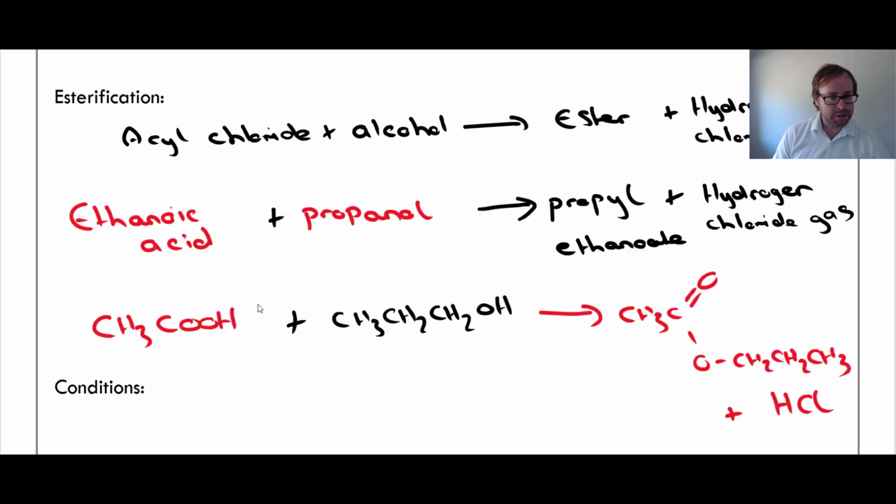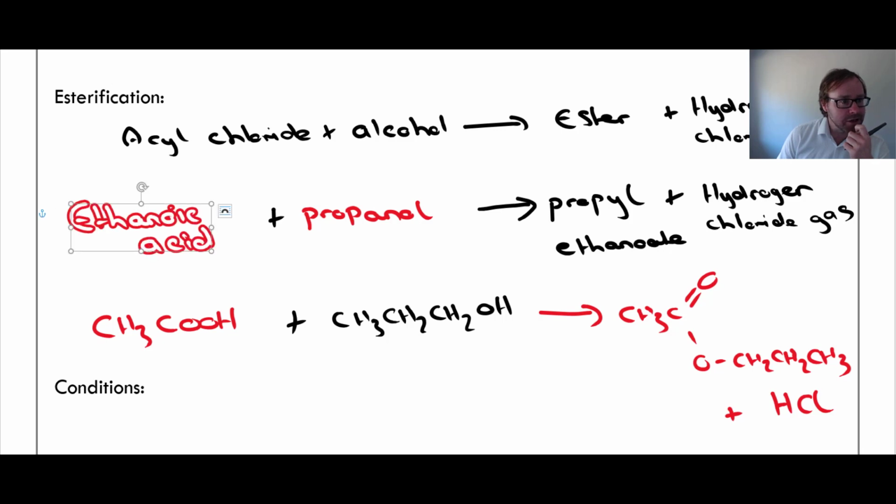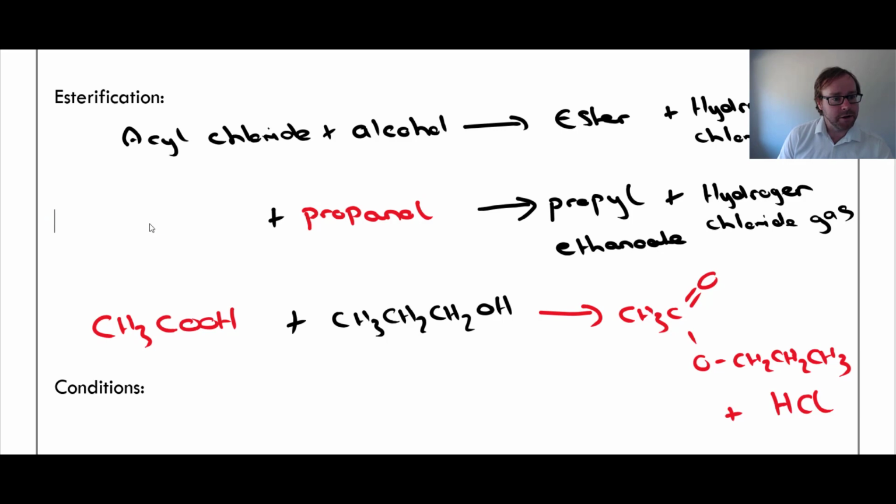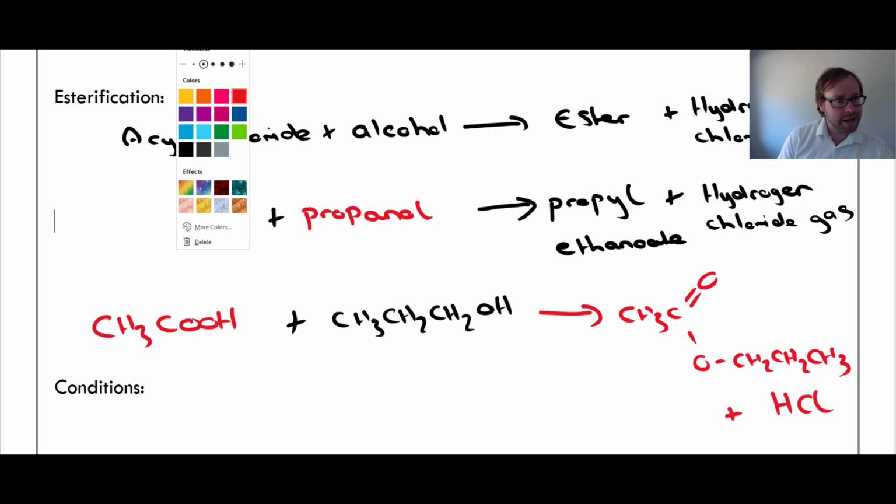I'm sure you managed to fill this out. So again, it's a bit of practice on naming esters. My ester was propyl ethanoate. We know that the propyl bit is from my alcohol, so it must be propanol, and I've given you the formula down here. Oh dear, what have I done? I've done ethanoic acid. So this isn't right, is it? This should be ethanoyl chloride. Let's try again.